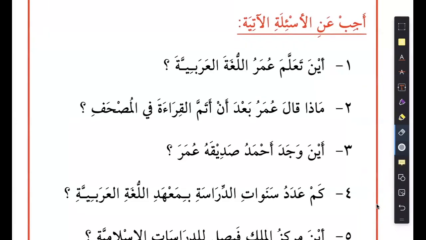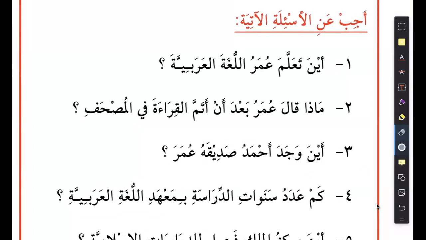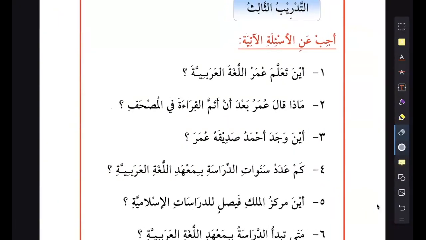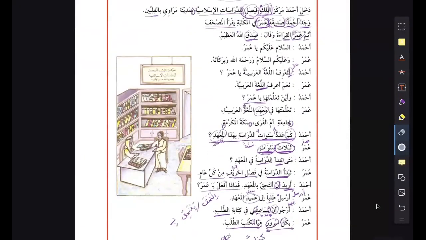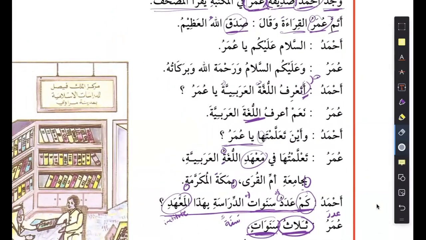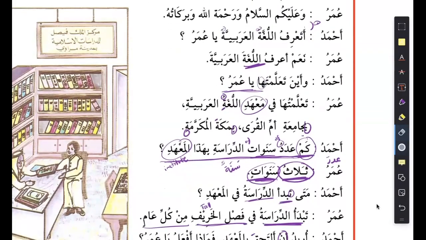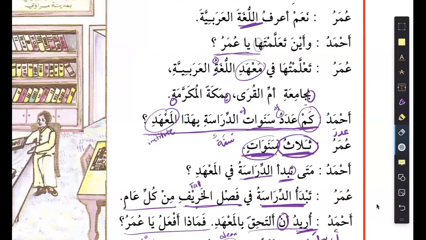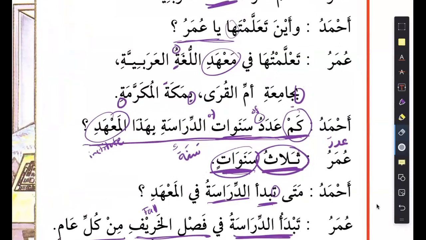It says أين تعلم عمر اللغة العربية? Where did Omar study the Arabic language? We kind of have to go back. I don't know if you guys remember. I'll just do one or two, just a few of them. So here Ahmed is asking, أتعرف اللغة العربية يا عمر? Do you know Arabic language? He said, نعم, I know. Then he asked the same question, أين تعلمتها يا عمر? And he answered, تعلمتها في معهد اللغة العربية.